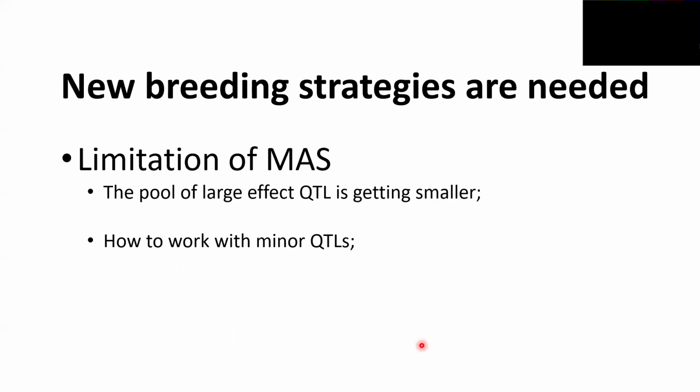Also, up to now, we are mostly using marker-assisted selection, using large-effect QTL breeding, but the pool of large-effect QTL is getting smaller. We don't have an unlimited supply of large-effect QTLs, and we need to learn how to work with minor QTL.